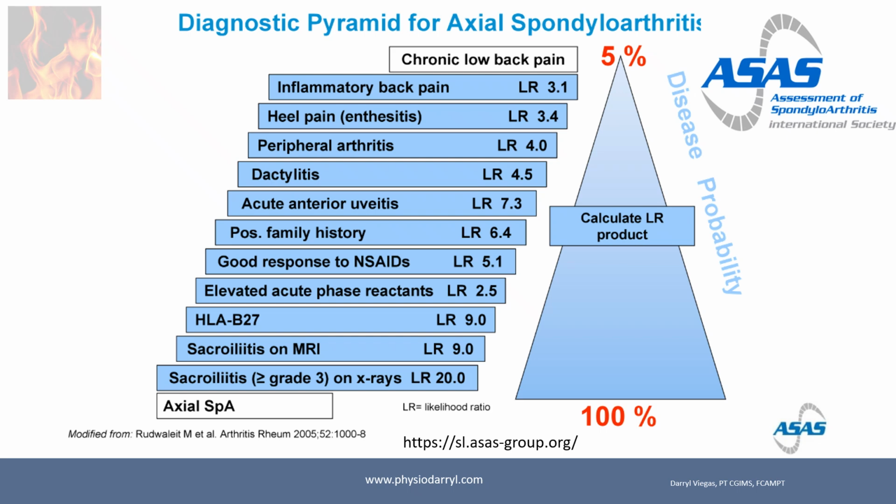As they start saying yes to these types of questions, it starts increasing the likelihood that we're dealing with an axial spondyloarthritis. We know that HLA-B27 is typically present in about 5% of the population. However, in inflammatory conditions, they tend to be present in 95%. So its presence doesn't necessarily mean that they have an inflammatory condition, but it's more likely that they do when that's present.